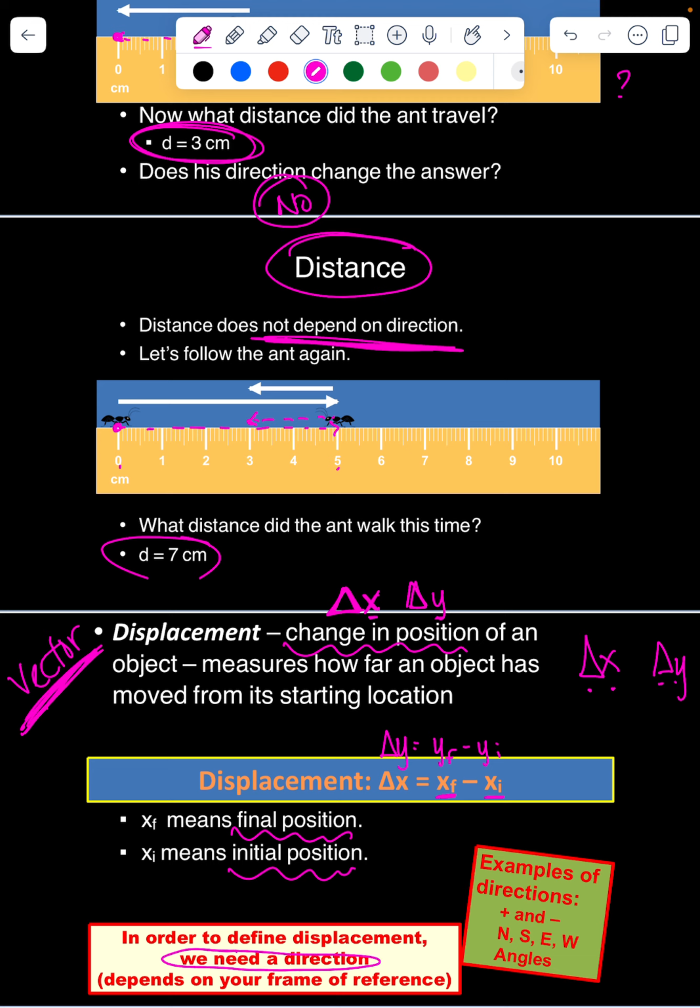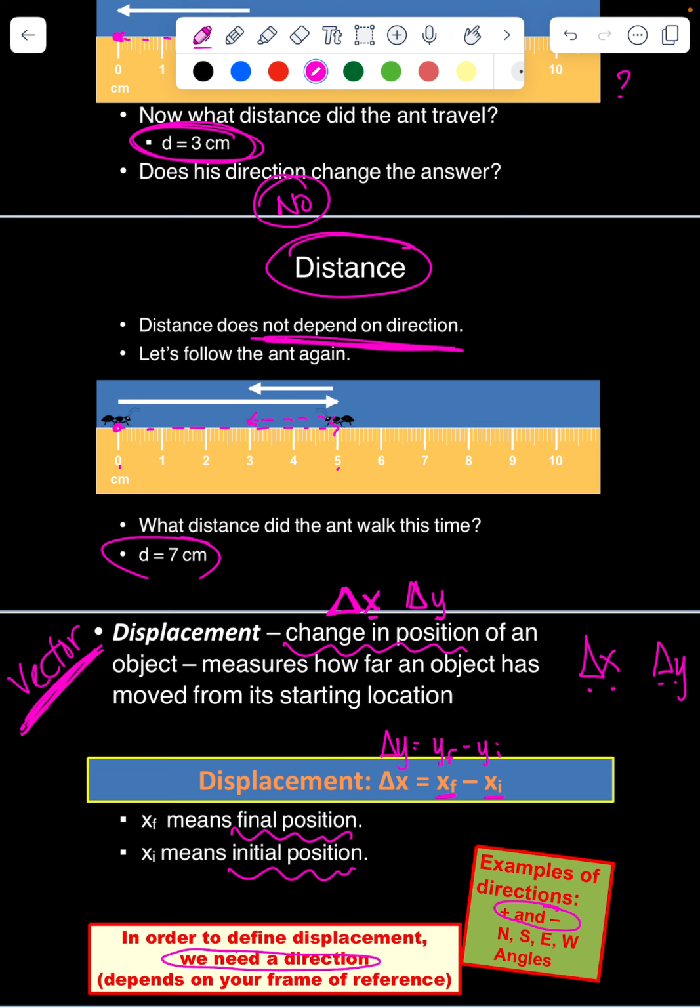Okay, now again, with displacement being a vector quantity, that means that you have to have a direction. So we've talked about north, south, east, and west. We're going to talk about angles later on. We're going to talk about cardinal direction. Well, those are cardinal directions, the north, south, east, and west. But mainly, I want you to use positive and negative. Those are going to be our numerical directions.